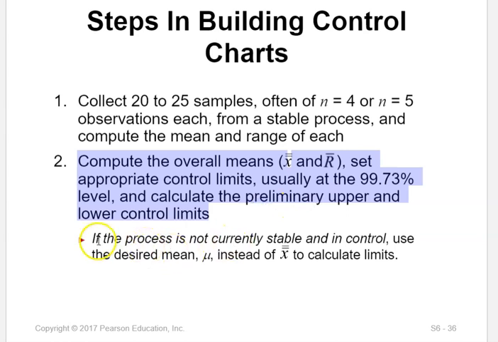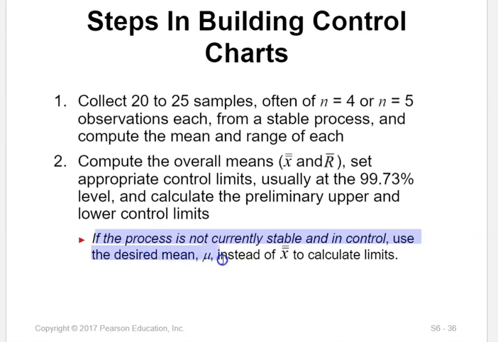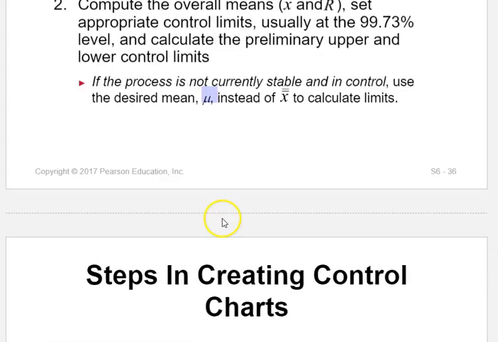control limits. If the process is not currently stable and in control, use the desired mean instead of Xbar bar to calculate limits. You won't face any questions where you would have to make such a decision, but you can always do that if you need to. And what is mu? Mu is the population's average, and I told you that Xbar bar has to be the same as mu. So if you have the population's average, you don't have to use the sample's average, you can use the population's average.